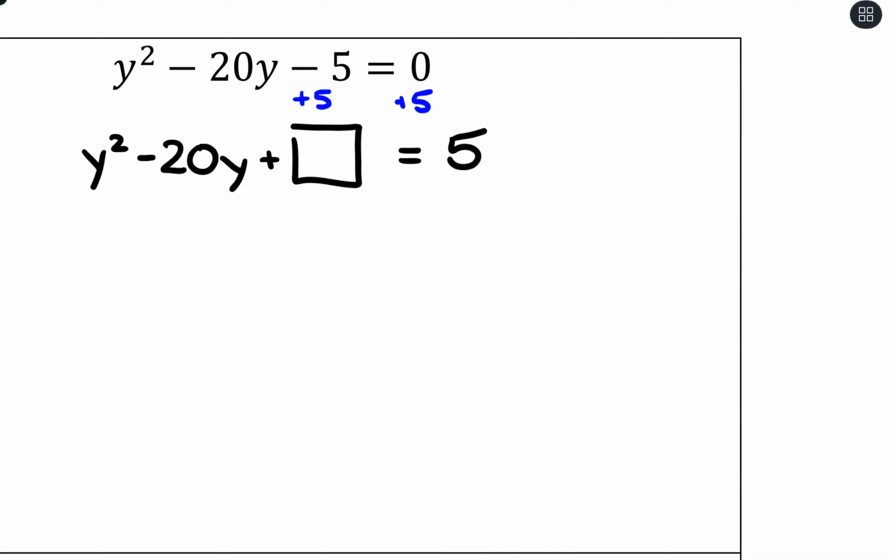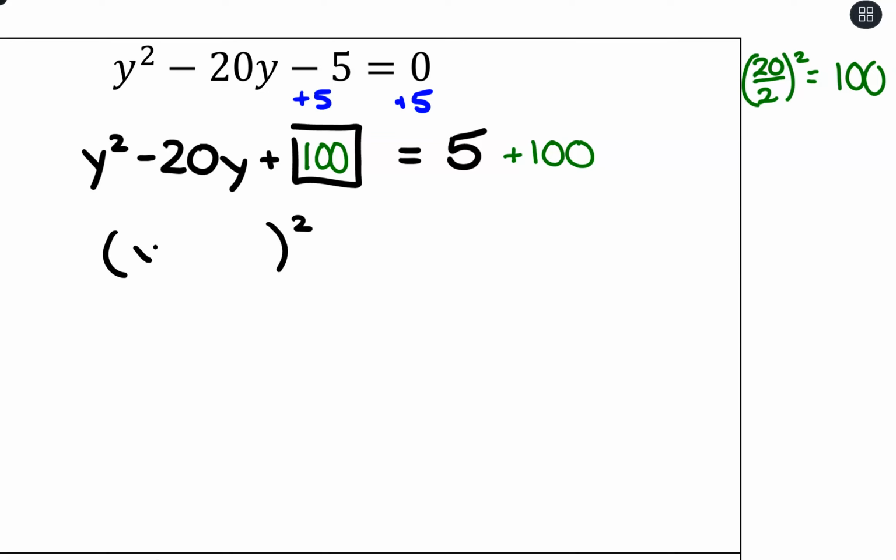So to the side, I'm thinking of 20 divided by 2 and squaring that, which is going to be 100. So I want to add 100 to both sides of the equation. And when I do that, that makes it very nice to factor. So I'm going to have y minus and then half of b, so that's going to be 10, squared equals 105.